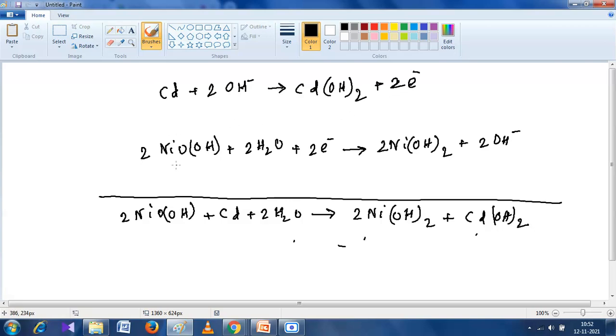And at the positive plate, what will happen? Nickel oxide hydroxide reacts with water and two electrons to produce nickel hydroxide and OH minus ion. We get the OH minus ion from the separator, which is basically an alkaline base, mainly potassium hydroxide.